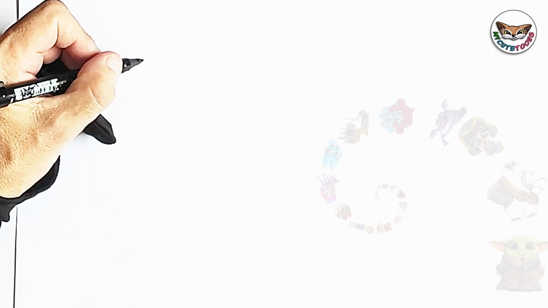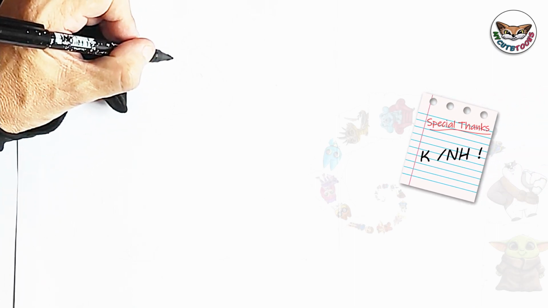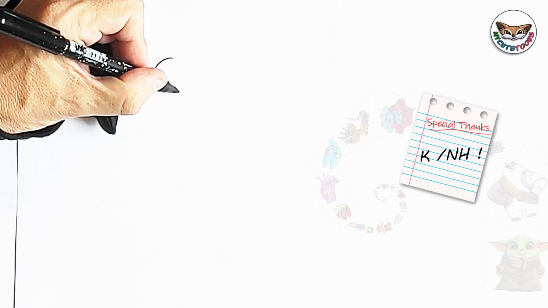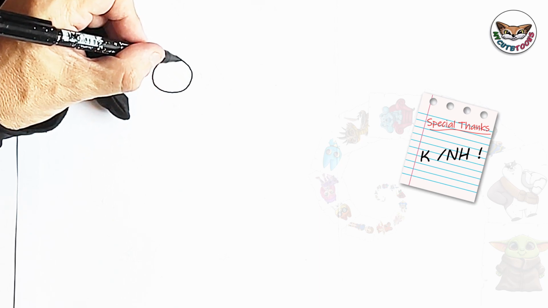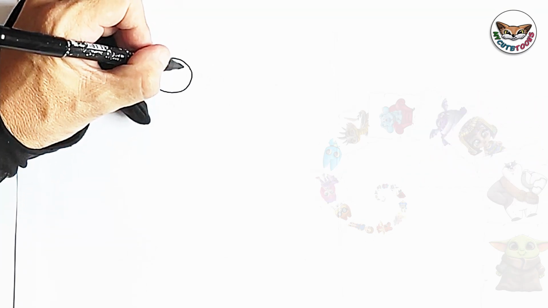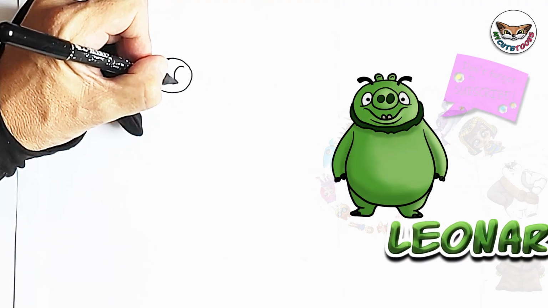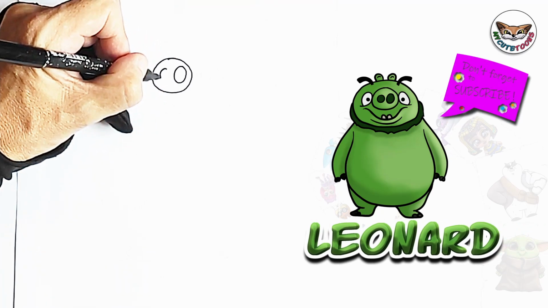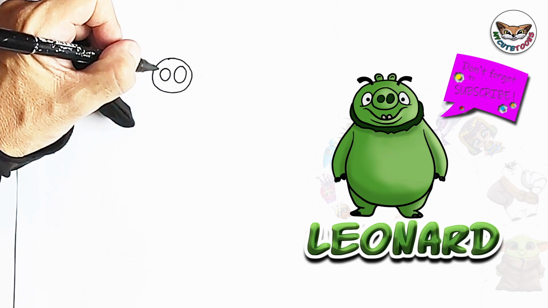Let's start drawing Leonard's nose. So we're going to draw a nice circle, a little bit flat on the bottom, and connect it back. Now inside the circle we're going to draw his nostrils, and I'm going to draw ovals. I'm going to draw a big one, and right next to it I'm going to draw a smaller nostril.